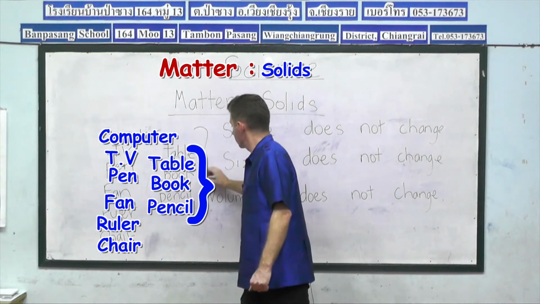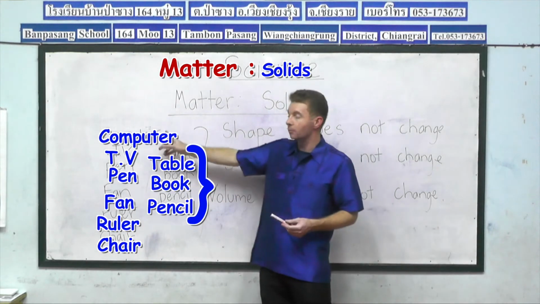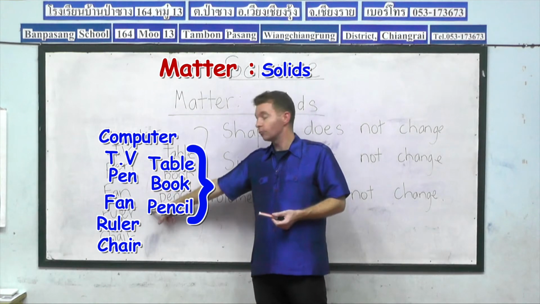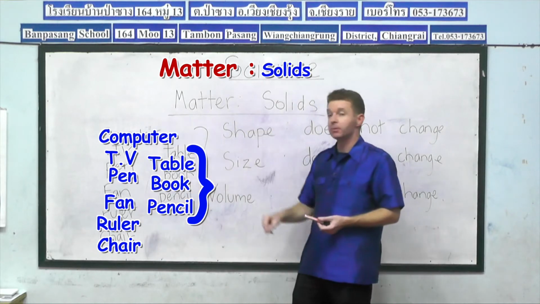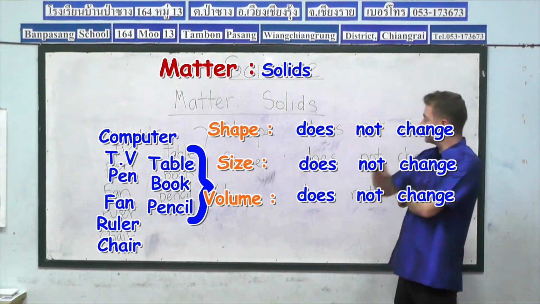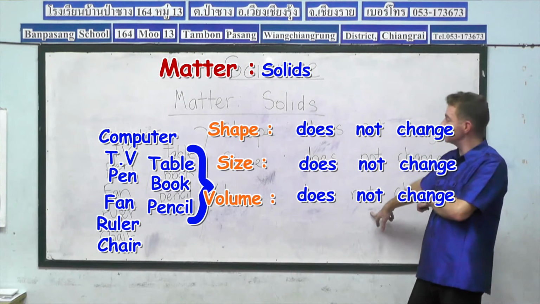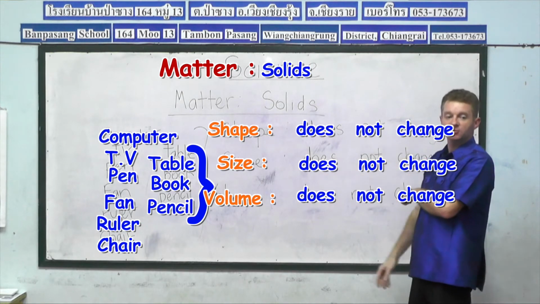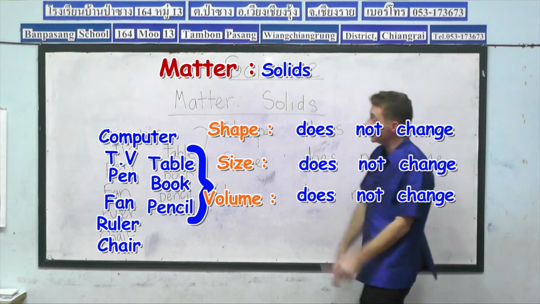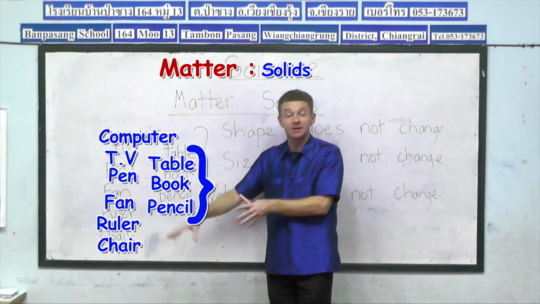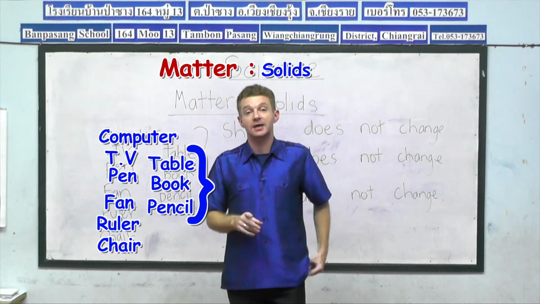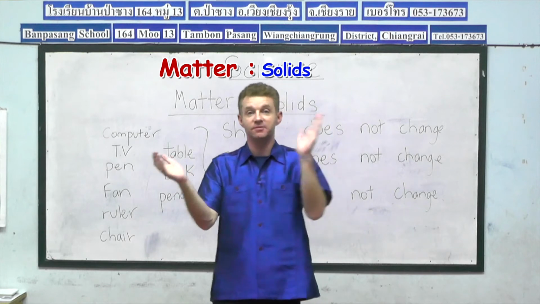Okay. Now let's have a look at all of our different solid objects. Computer. TV. Pen. Fan. Ruler. Chair. Table. Book. Pencil. If you look at them, all these different objects, they all share these characteristics. Shape does not change. Size does not change. And volume does not change. All of these things stay the same wherever we put them and however we treat them, because they are solid objects. And guys, that was very well done, well remembered.